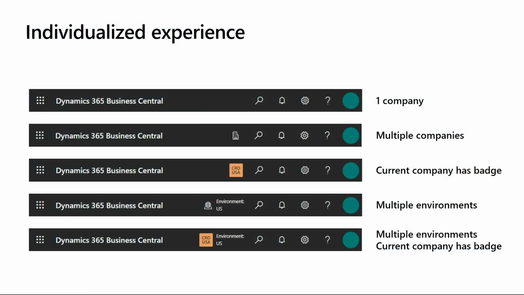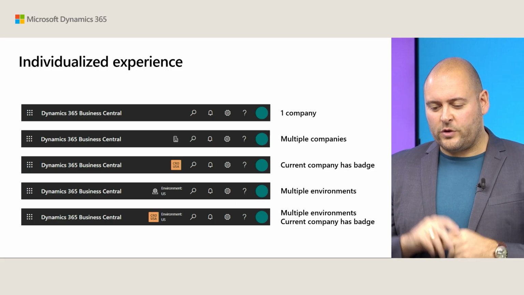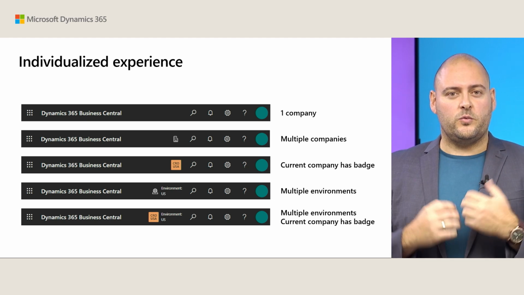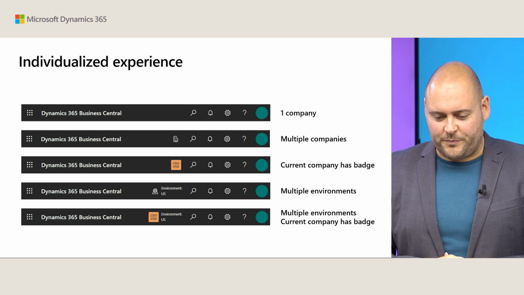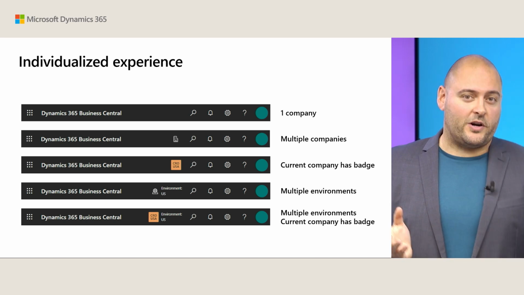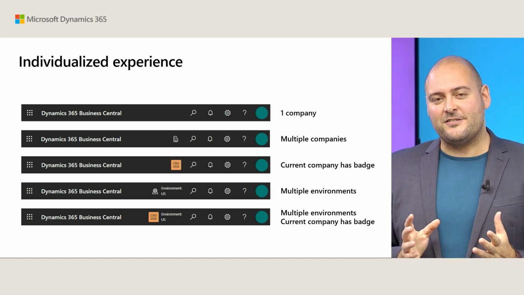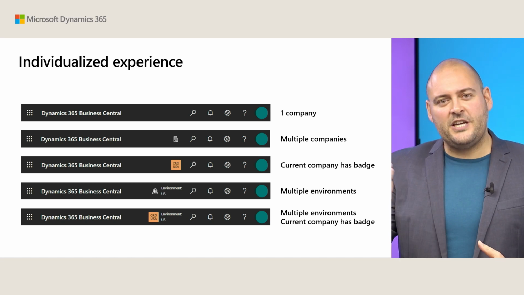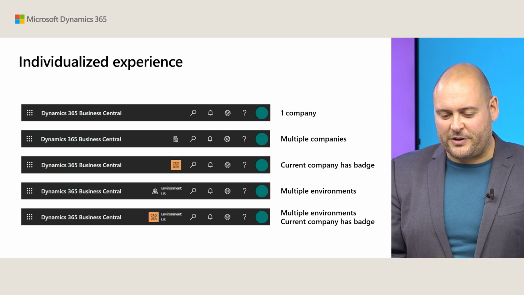And Business Central also adapts to your very unique situation as a user. So what you see in the app bar up top may differ depending on which user you are and what you have access to. So for example, if you have access to just one company and nothing else, then you have no need to switch. There's nothing to switch to. So in that case, you wouldn't see any additional pixels distracting you up there in the header.